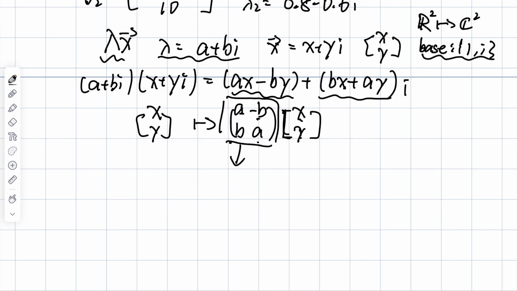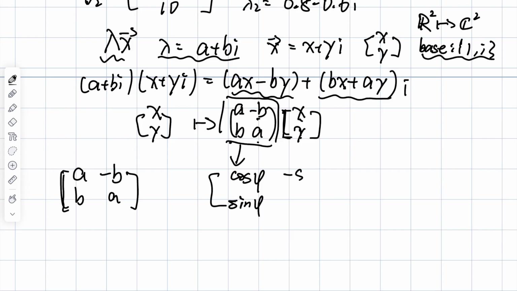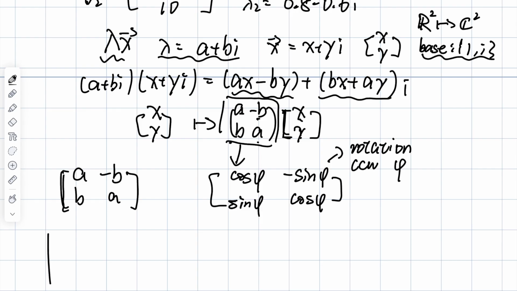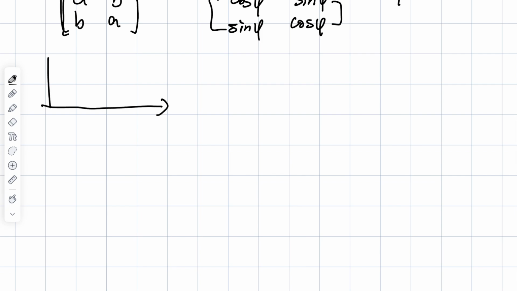And this matrix [a, -b; b, a] looks like a matrix that we saw in chapter 2, which is [cosine phi, -sine phi; sine phi, cosine phi]. It represents a rotation, counterclockwise, by angle phi. If we write it on a graph, it will look like this.